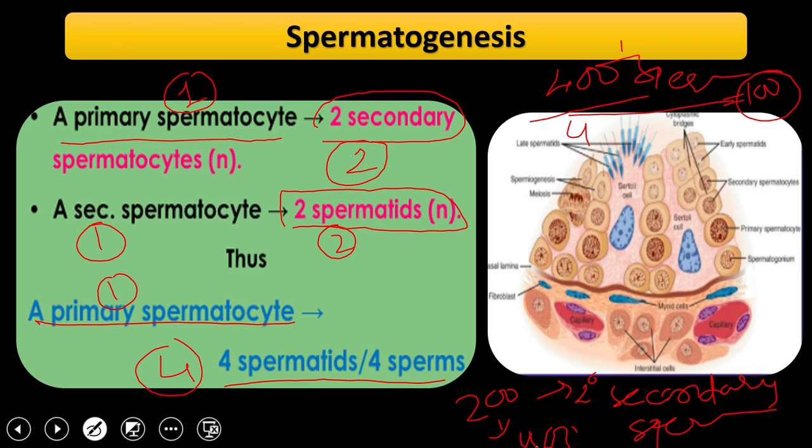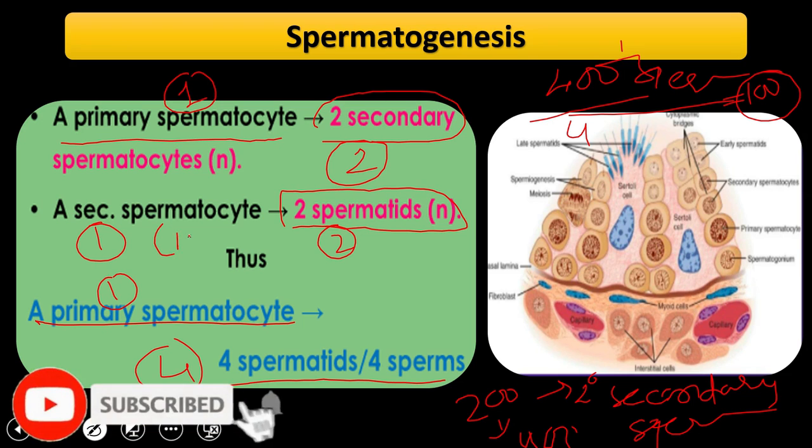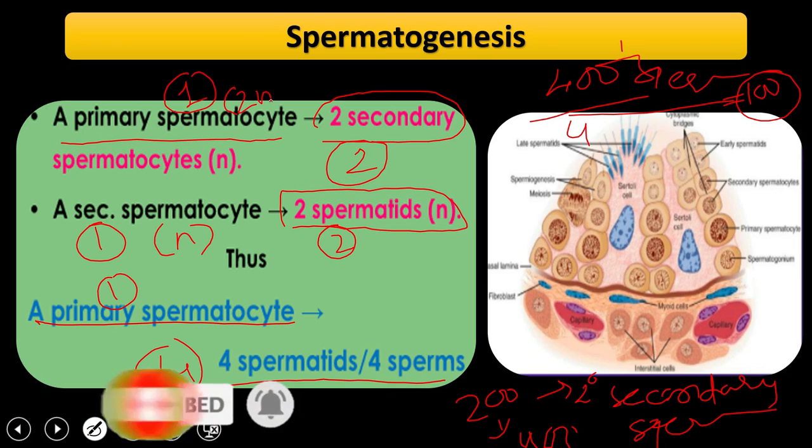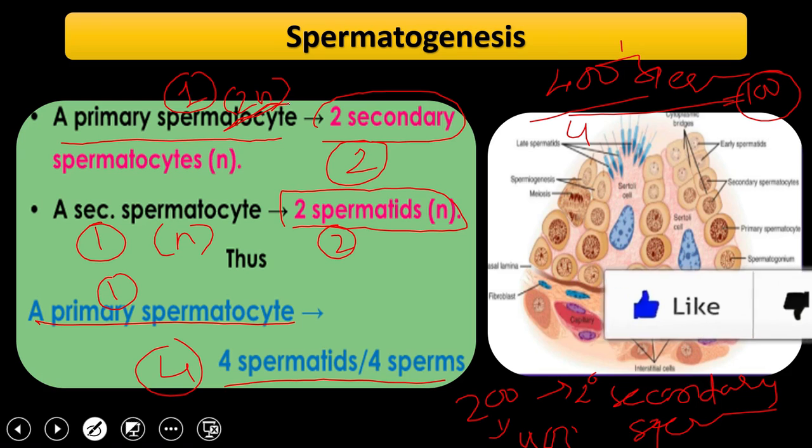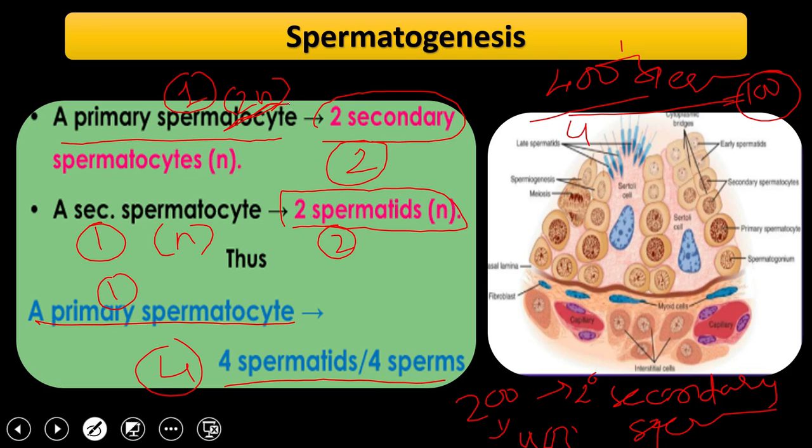The secondary spermatocyte is haploid, and the primary spermatocyte is diploid. So the ploidy of the primary spermatocyte is 2n, and the secondary is always haploid. So this is the overview of spermatogenesis.